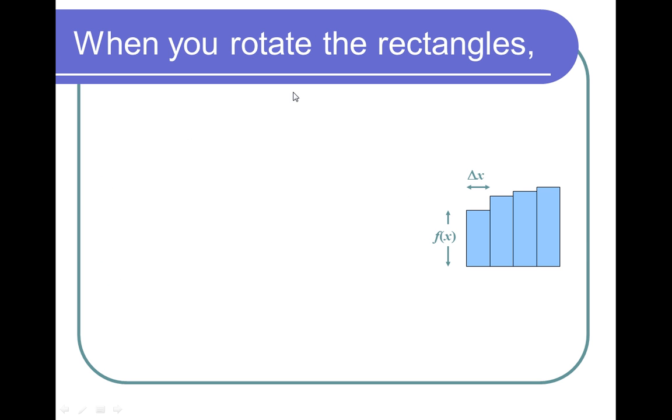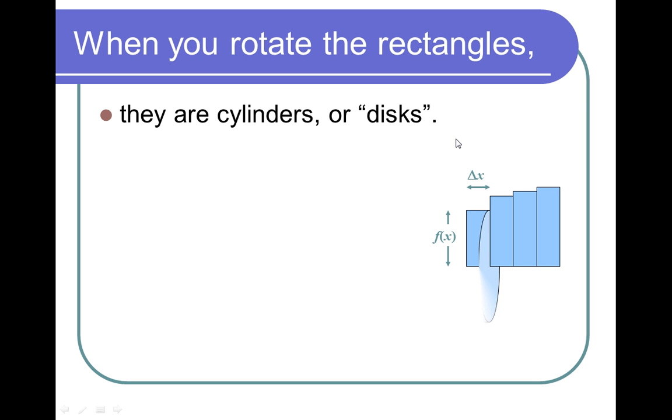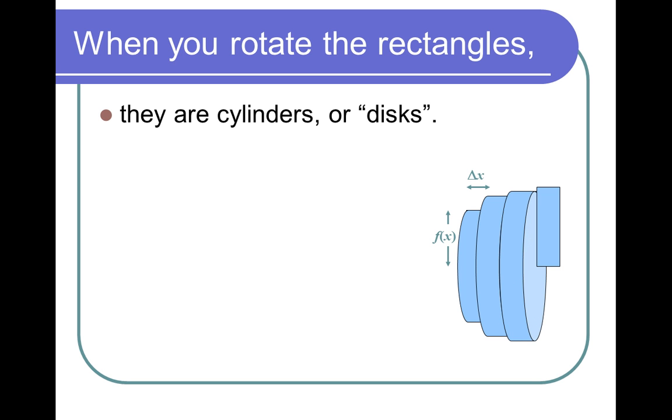So instead of rotating the whole function, what I'm going to do is rotate each of these rectangles around this bottom axis, this bottom line. And when I do that, what happens is I make little cylinders or discs. You can kind of see that as each rectangle rotates around its bottom edge, I create kind of a shallow cylinder resting on its side, and some people refer to these as discs because that's kind of what they look like.